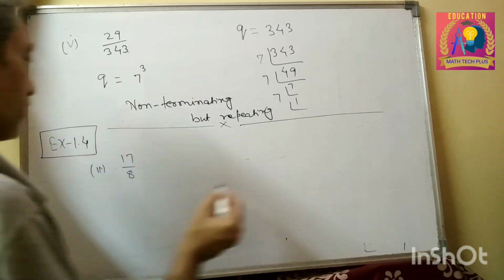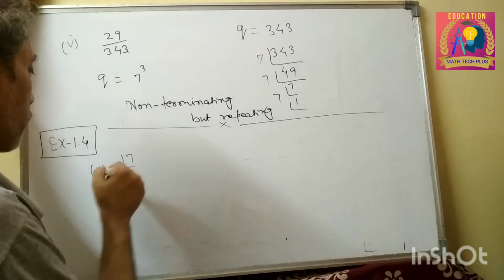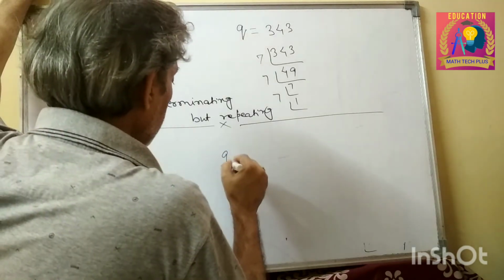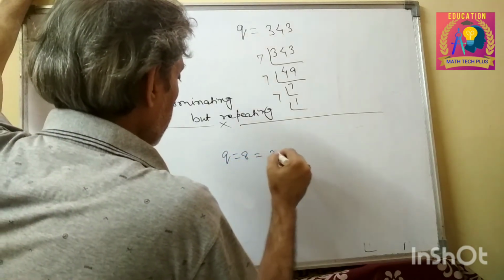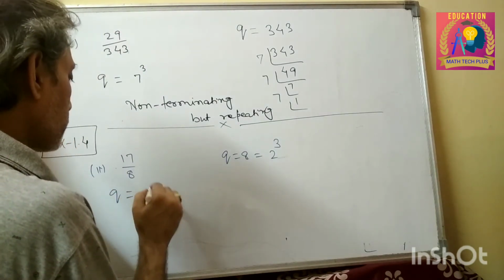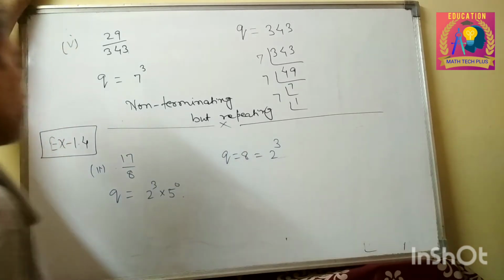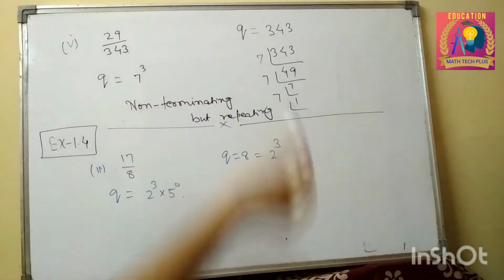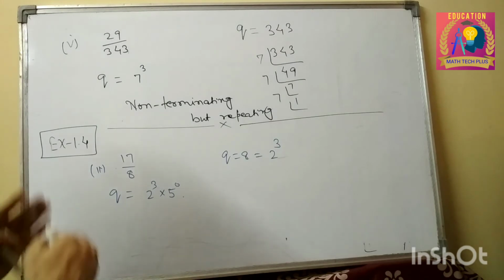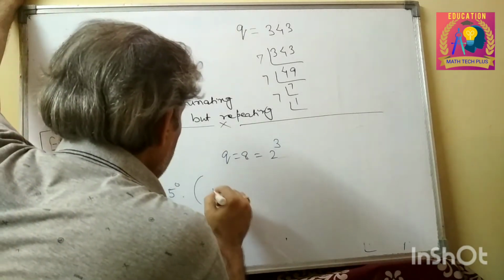So you can very well see 17 being a prime number. So there is no common factor in it. Q is what? 8. 8 equals what? 2 raised to the power 3. So we can write Q as 2 raised to the power 3 into 5 raised to the power 0. So now we know that this number is terminating. But how to get its decimal form?